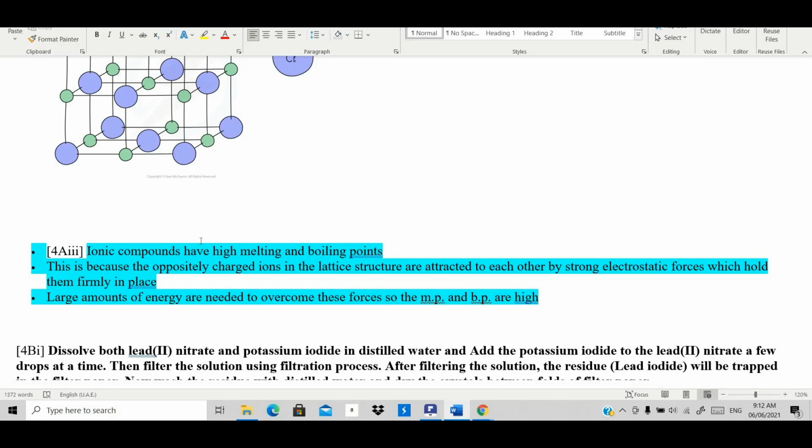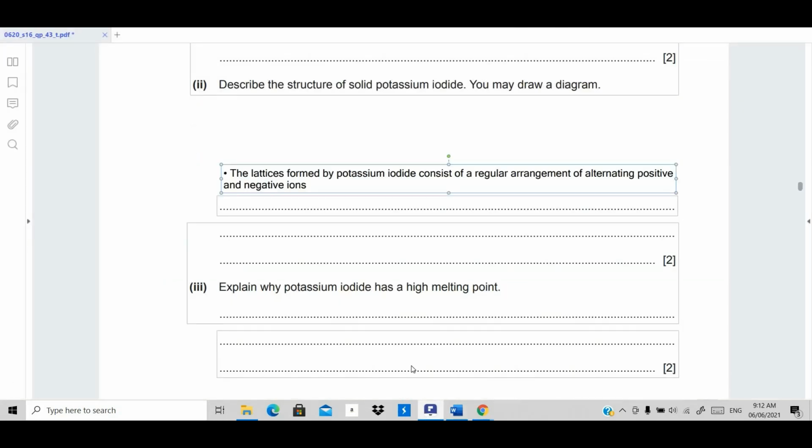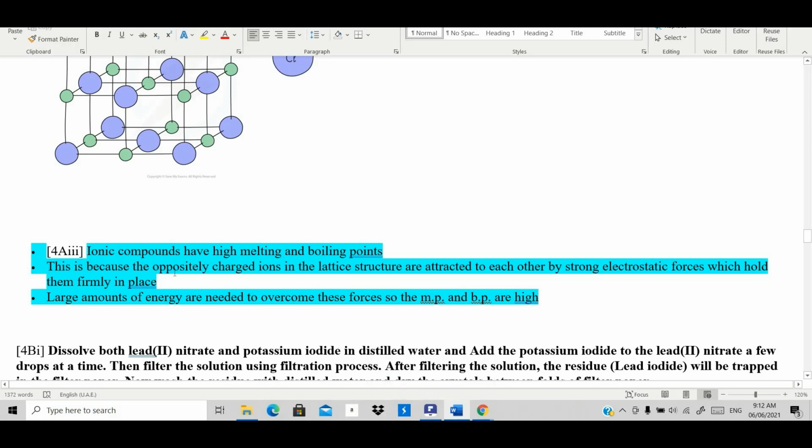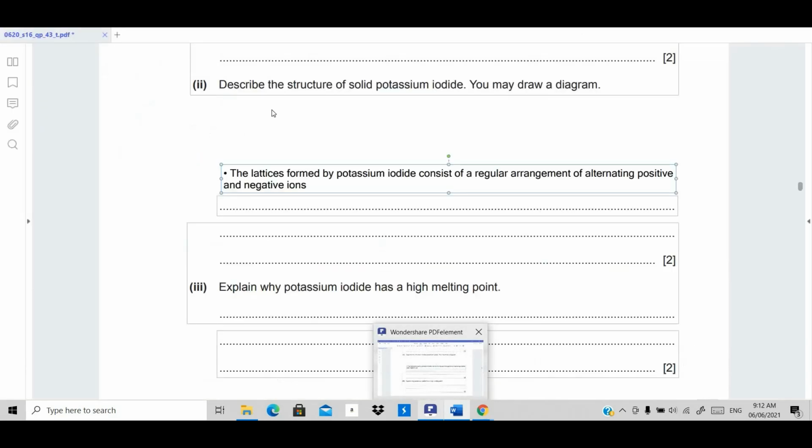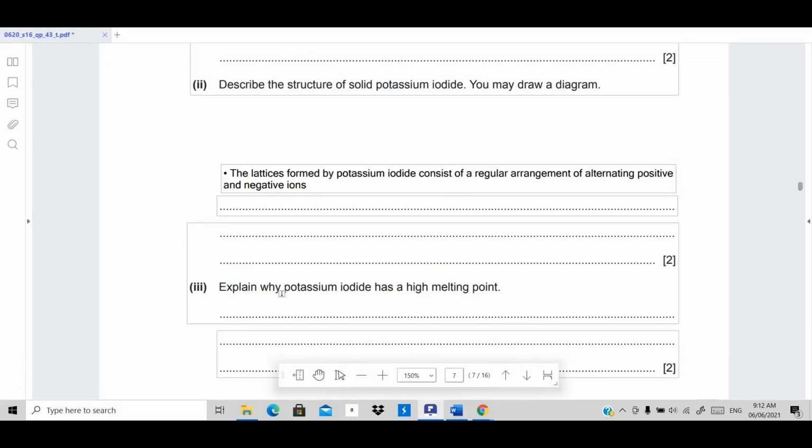Why? This is because the oppositely charged ions in the lattice structure are attracted to each other by strong electrostatic forces which hold them firmly in place, and hence large amounts of energy are needed to overcome these forces, so the melting and boiling points are high. You need to check the marks of the question. It's a 2 mark question, so I'll mention both points. Actually, oppositely charged and strong electrostatic forces are enough to write, but I'll write this also so the examiner can understand properly. So you need to mention this answer. It's a 2 mark question.